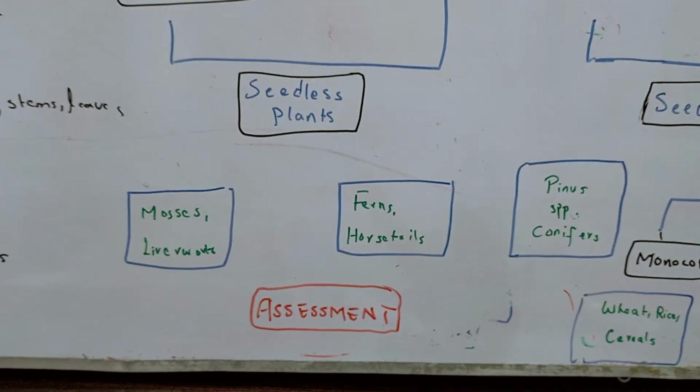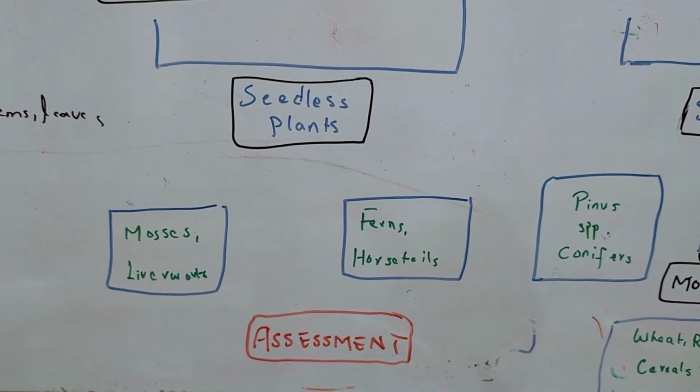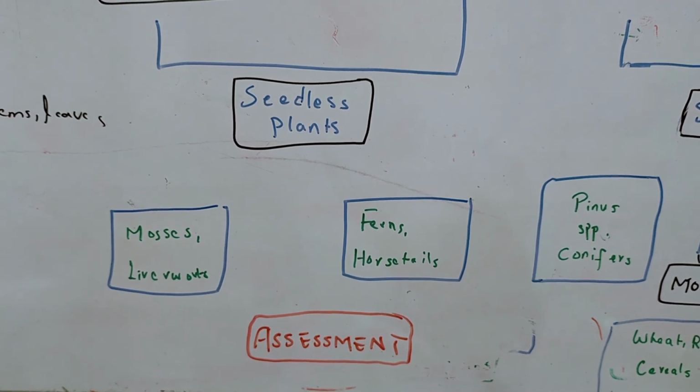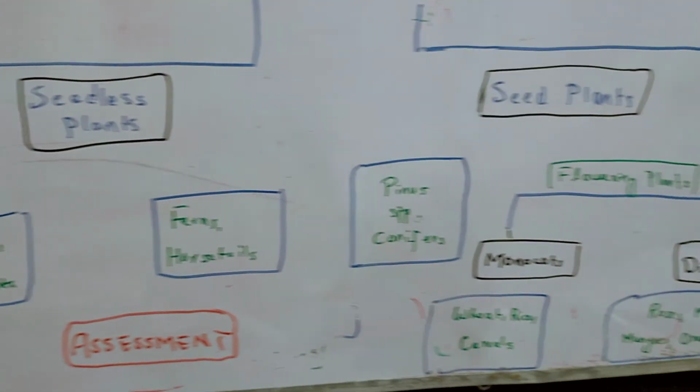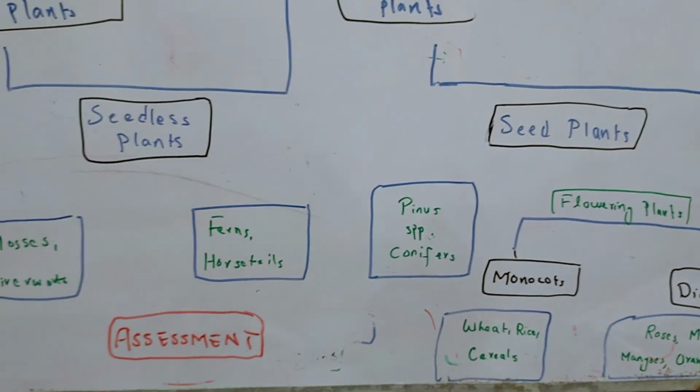Now, for assessment, I want you to look for some angiosperms which you use in your everyday life. So, you have to locate at least 5 dicots which you use in your everyday life.